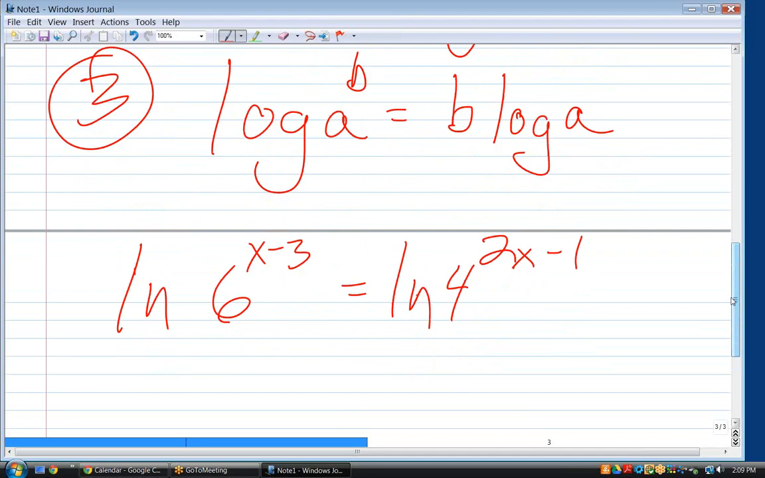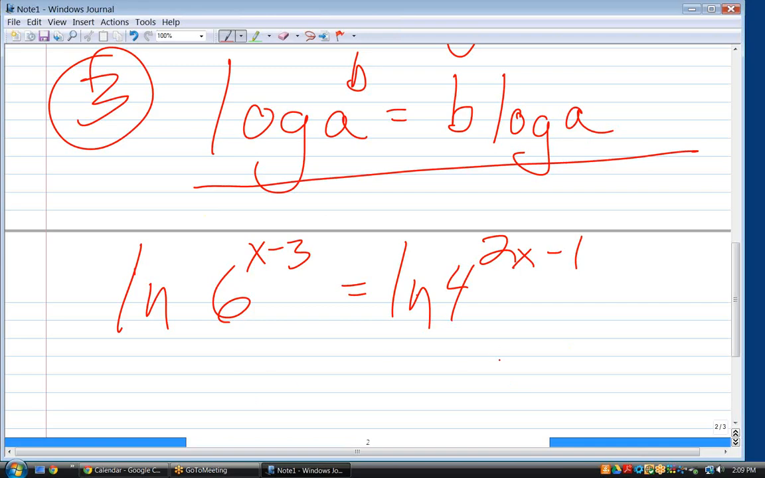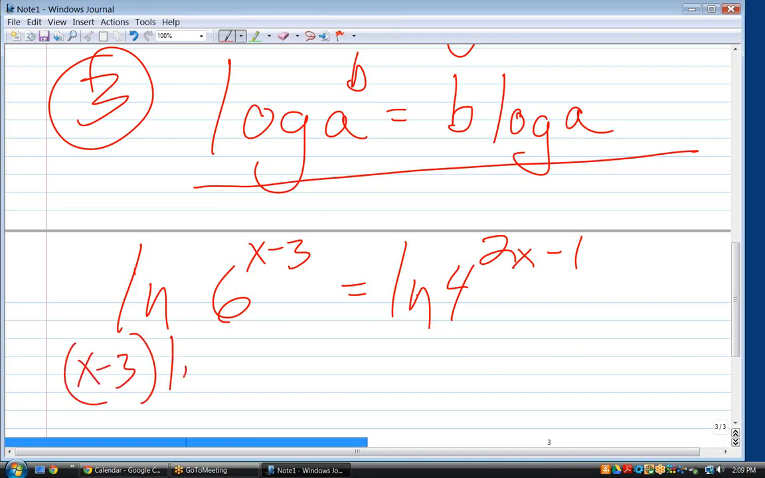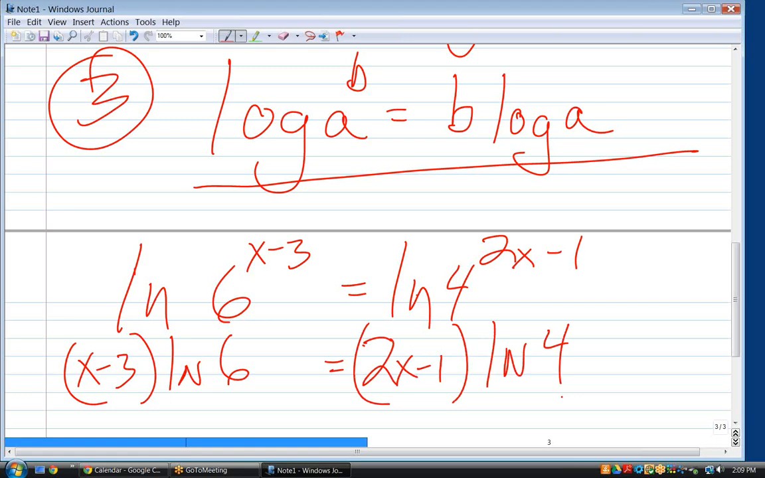In other words, if the log of a to the b power is equal to b times the log of a, let's use that rule to change each side of this equation. So you get (x minus 3) times natural log 6 equals (2x minus 1) times natural log 4. And of course, these parentheses are very necessary.